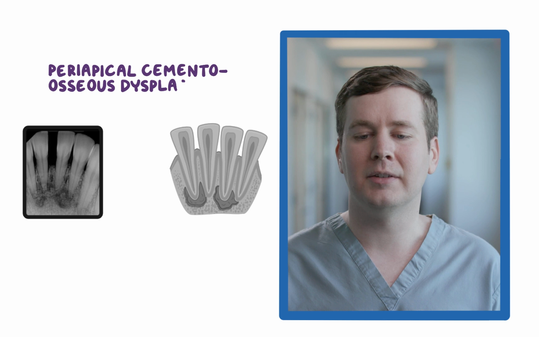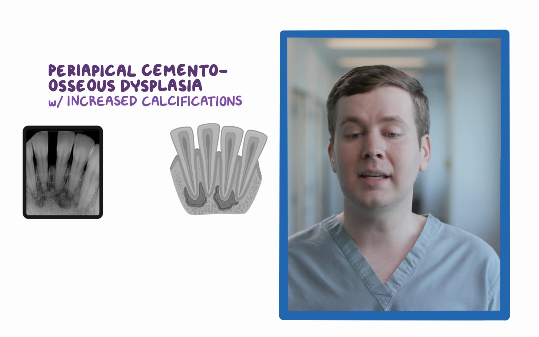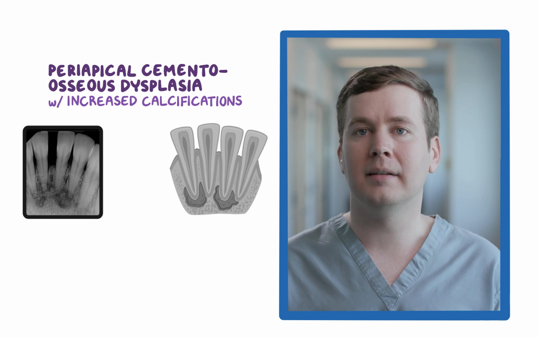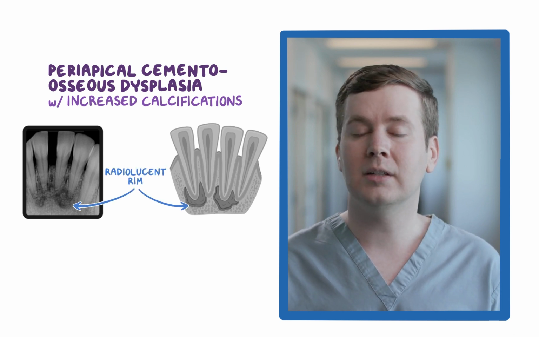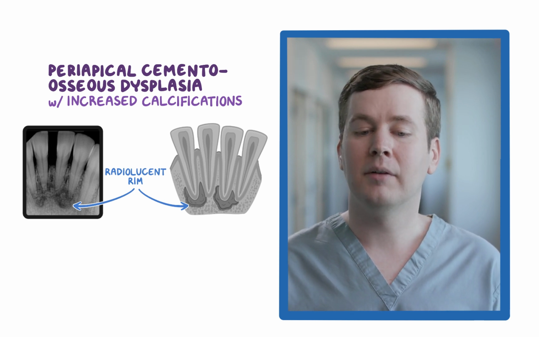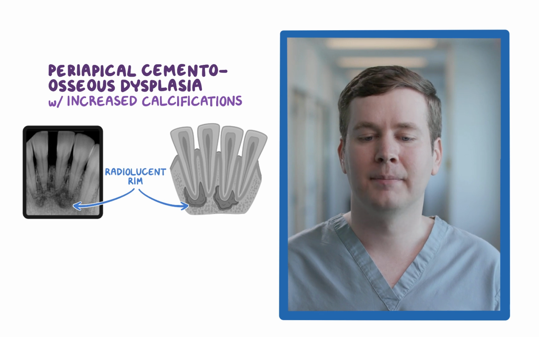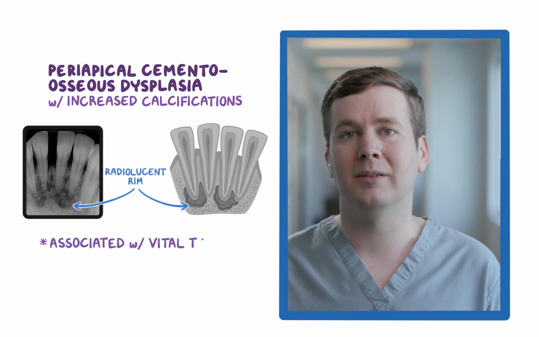Here is an example of periapical cemento-osseous dysplasia with increased calcifications. The lesions are associated with vital teeth, and the lesions are well defined with a radiolucent rim. Occasionally, radiolucent lesions are mistaken for odontogenic inflammatory lesions, and clinicians unfortunately endodontically treat them. To reiterate, cemento-osseous dysplasia is associated with vital teeth.